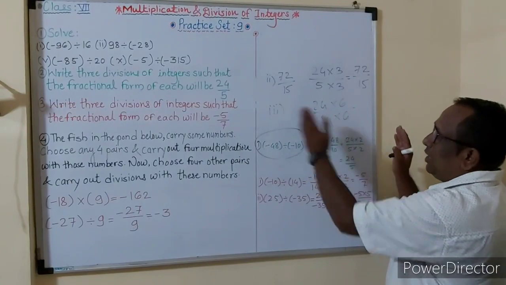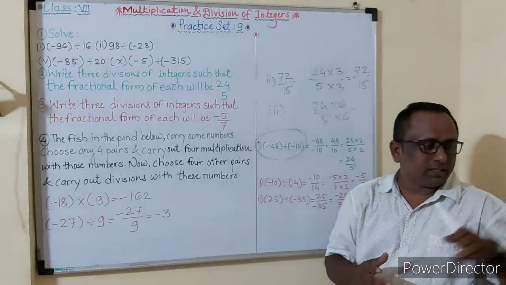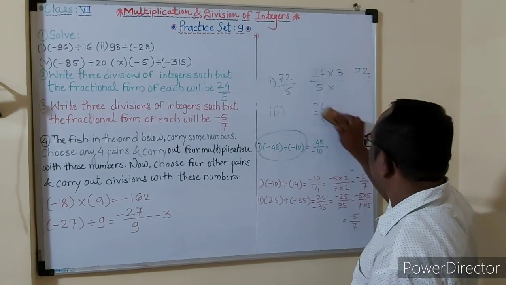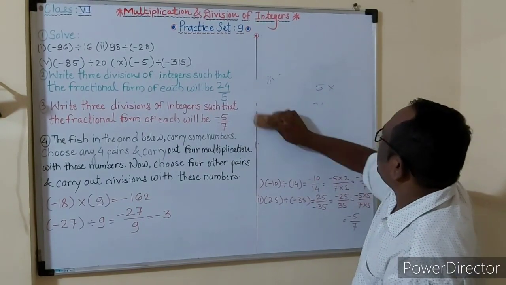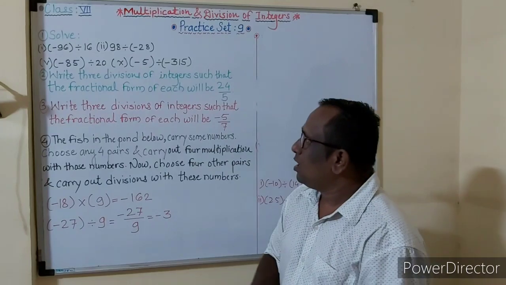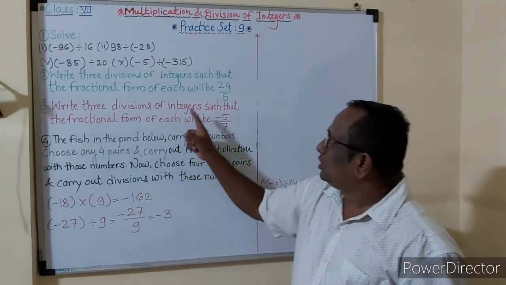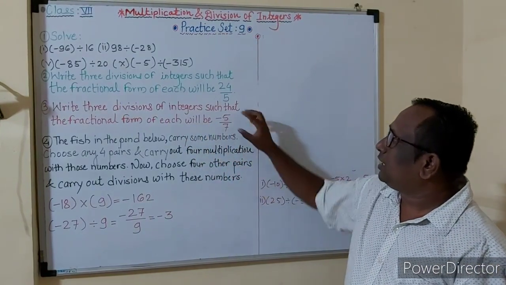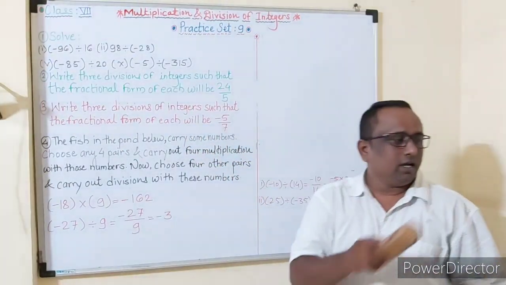Now same example is there. Third one. Now in the third example, write 3 divisions of integers such that the fractional form of each will be minus 5. Here the difference is the minus sign they gave here.